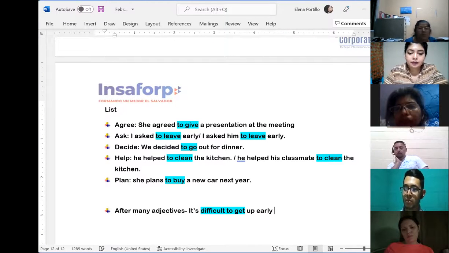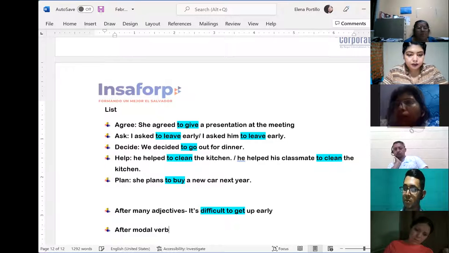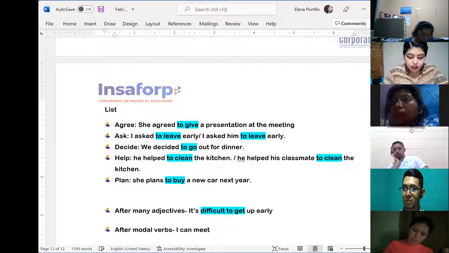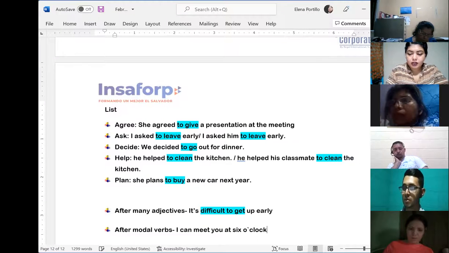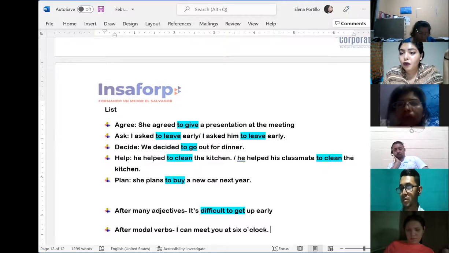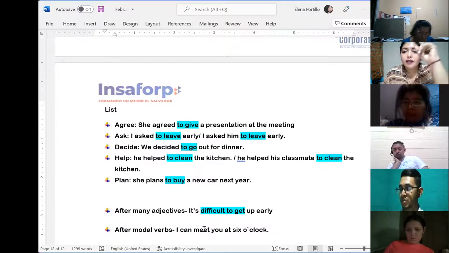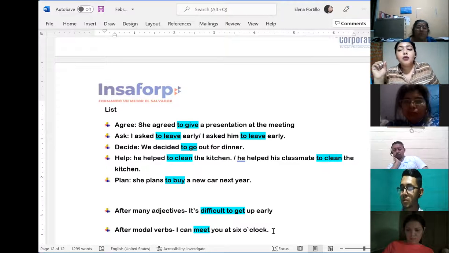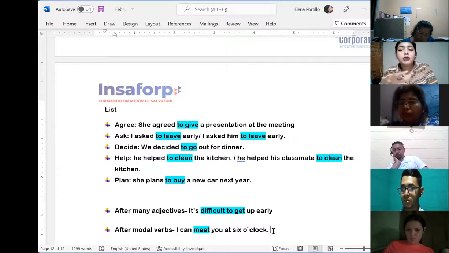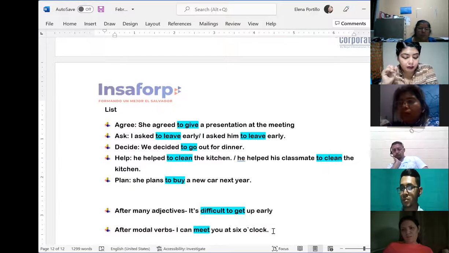Also, we have another one of the uses that is after modal verbs. And we have the example: I can meet you at 6. Okay, in this case, we were talking about the modal verbs before, and we know what the modal verbs are. But in this case, if you can see, we are not using the infinitive form of the verb. We are using the verb form of the verb. No estamos utilizando la forma infinitiva como tal, sino que estamos utilizando el verb form, que es solo el verbo en forma base, sin el to, cuando utilizamos los modal verbs.